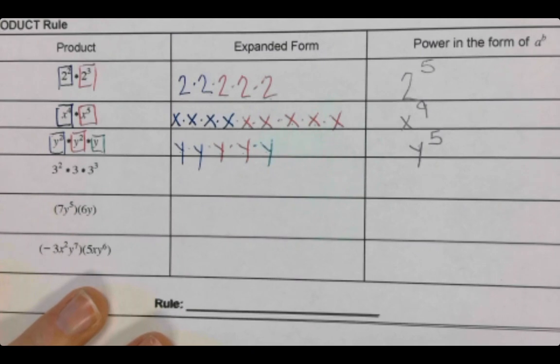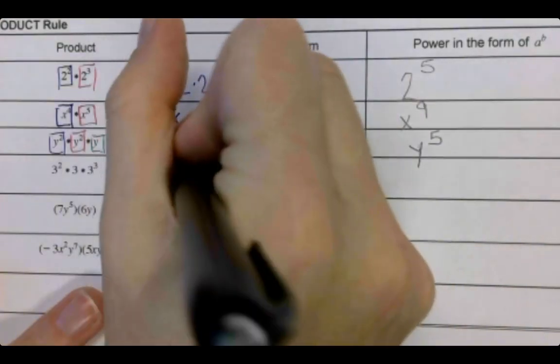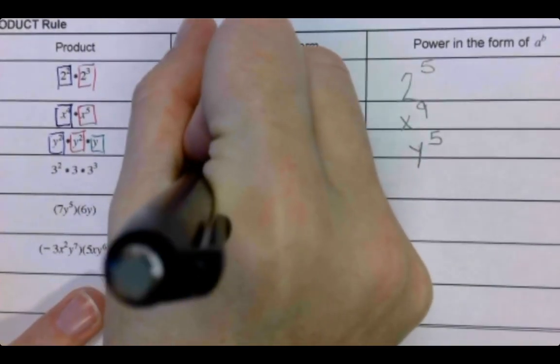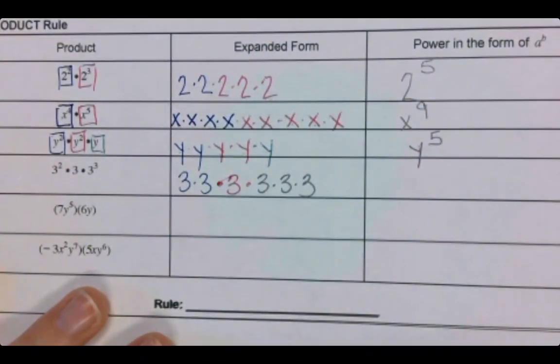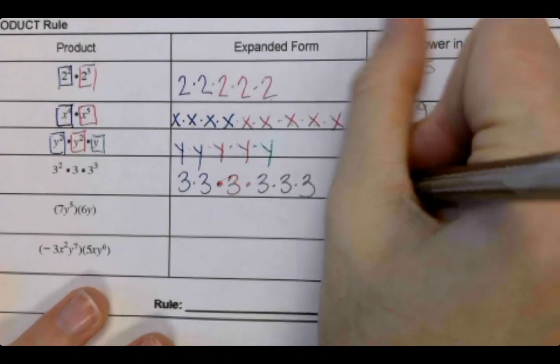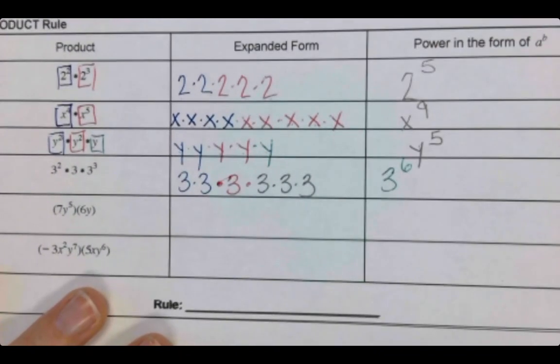Welcome back. You should have 2 3s from the first part. Then we would have just 1 3 from the second one. And then we would have 3 3s from the last one. For a final answer of 3 to the 6th power.